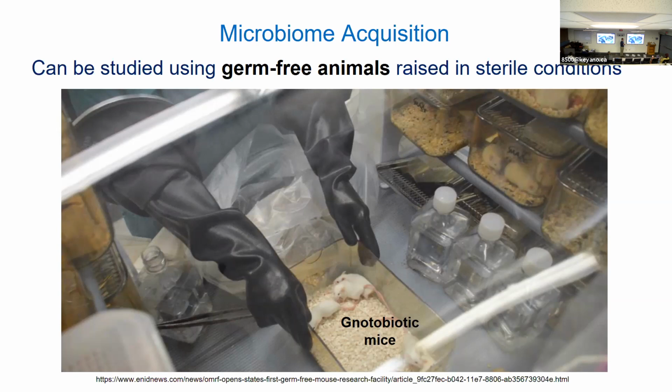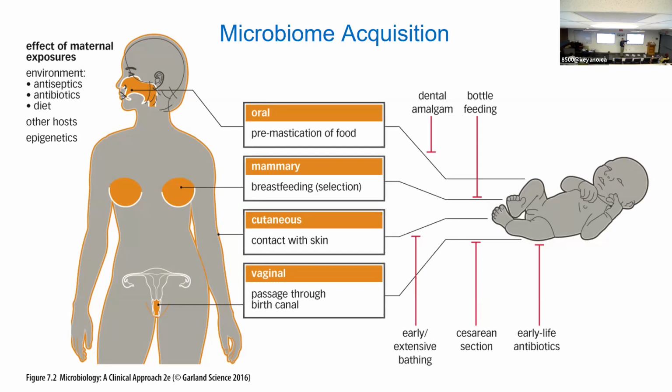Here's just a picture showing the baby getting its microbes. Basically, a fetus is, not everyone considers it sterile, but it's pretty much sterile. As soon as the water breaks, you have an introduction of microorganisms into the placental sac. And as the baby is born, it's going to be exposed to microorganisms through the birth canal.